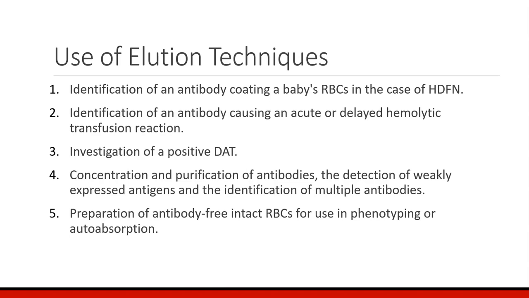Identification of an antibody causing an acute or delayed hemolytic transfusion reaction. So the patient came in, pre-transfusion testing, no problem. We gave them blood. They come back in for whatever reason, and now their antibody screen is positive and their direct antiglobulin test is positive. So what we need to determine, and the DAT, again, you wash the cells 3 times at Coombs, so these are just cells. But remember, once you transfuse a patient, it's not just the patient anymore.